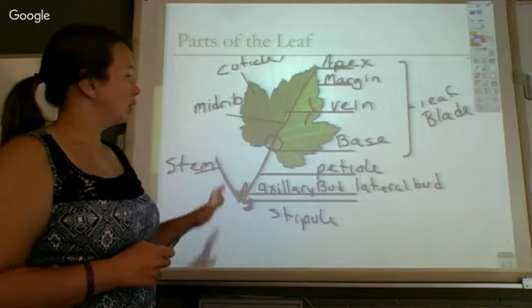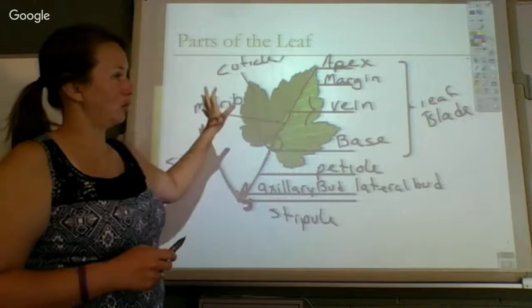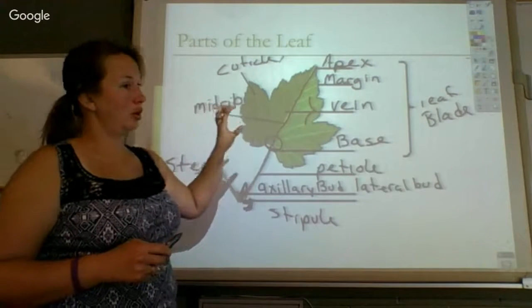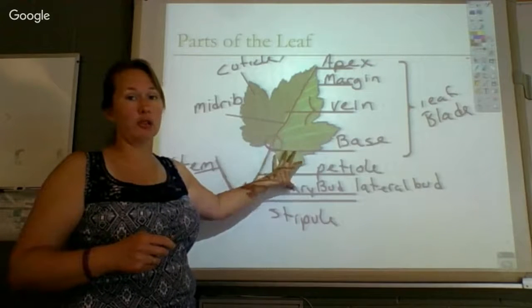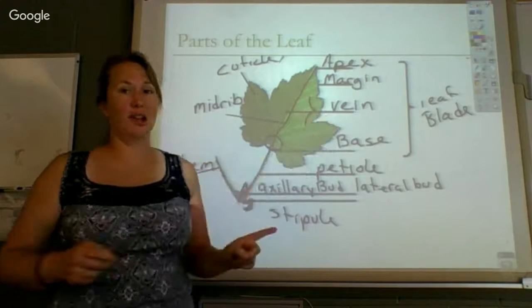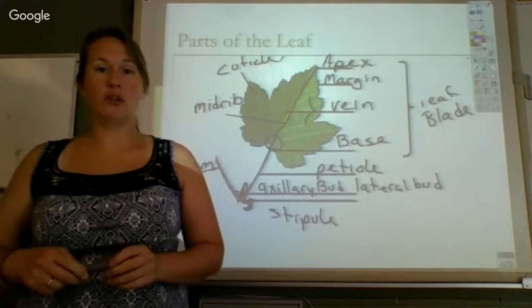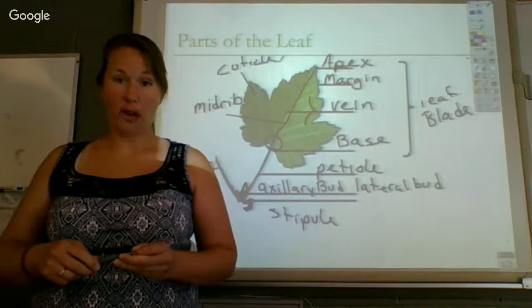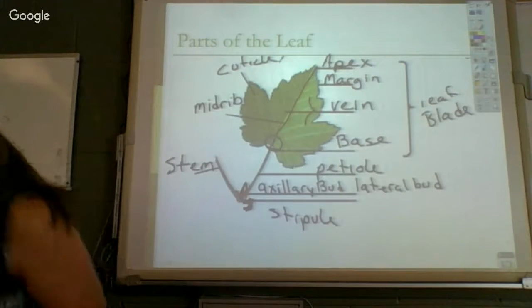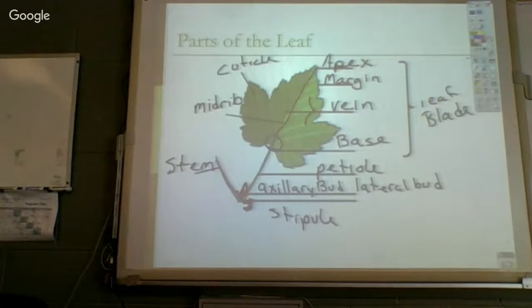So you're going to want to go through this, make sure your picture, like I said, is different than mine. Make sure you're getting the right spots in the right places. Listen to how I defined what each of them were, okay? Look which one applies to the ones that you have. All right, we're going to move on. Parts of a plant.